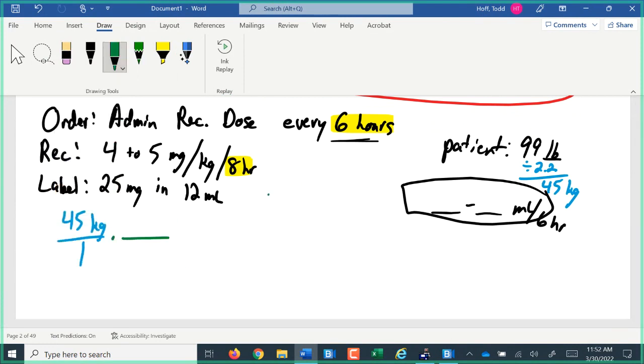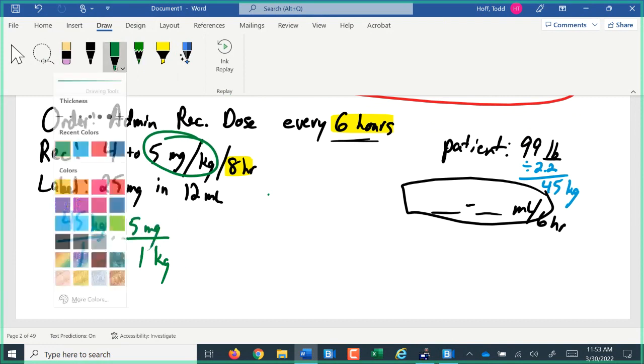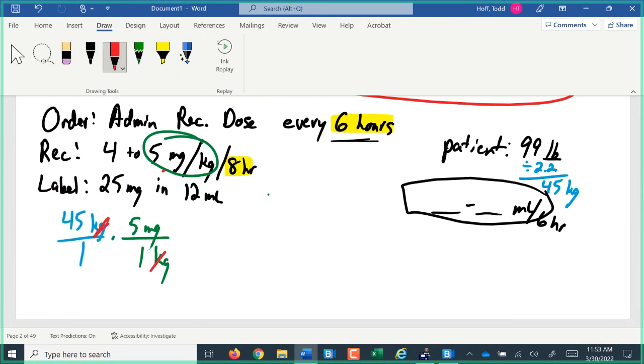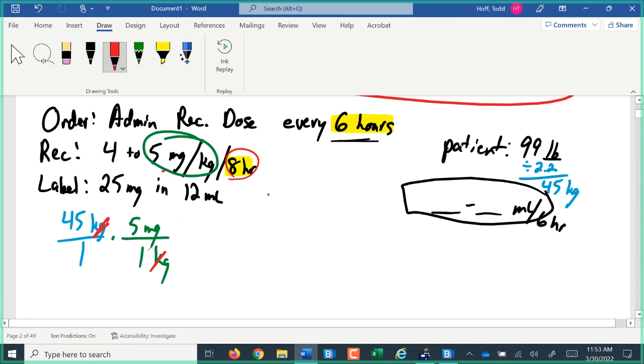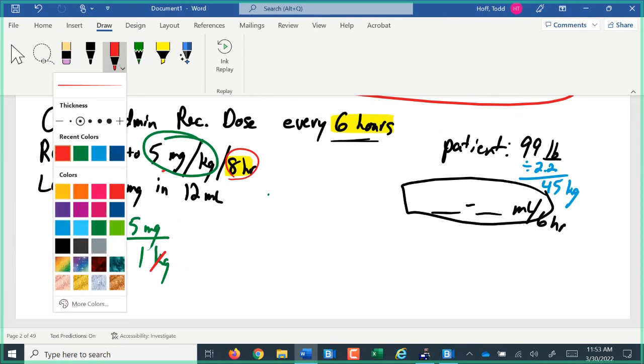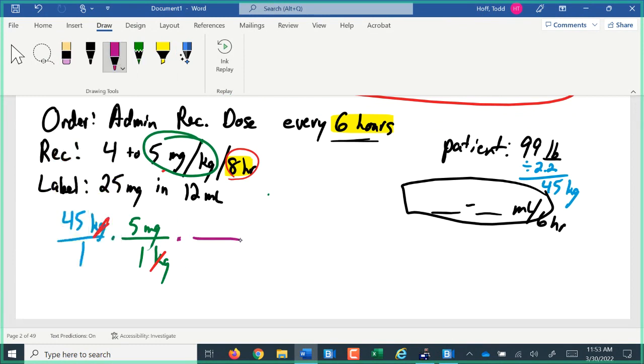We're going to get rid of the kilograms. To do that, we're going to use our maximum, the high end of our range of recommended dosages. That is 5 milligrams per 1 kilogram again. Kilograms are gone. Again, we're ignoring this per 8 hours, but we're remembering that we're going to use it in the end before we're done. And then we will get from milligrams to milliliters using this conversion. 25 milligrams goes on bottom to cancel out milligrams. 12 milliliters. So the milligrams are done.